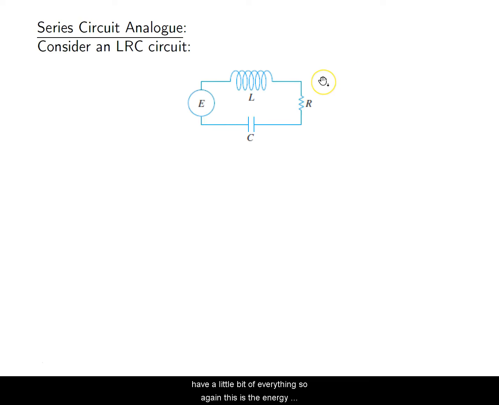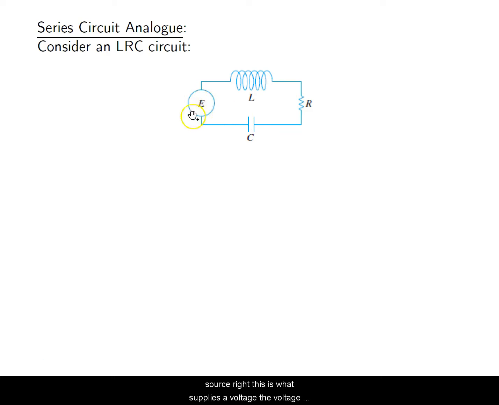All right, so let's look at our last section, which is the analog of the series circuit. We're going to apply all of the methods we've just been talking about to our circuits. Let's look at the basic circuit, the one that has a little bit of everything: one capacitor, one resistor, and one inductor. We call this the LRC circuit.